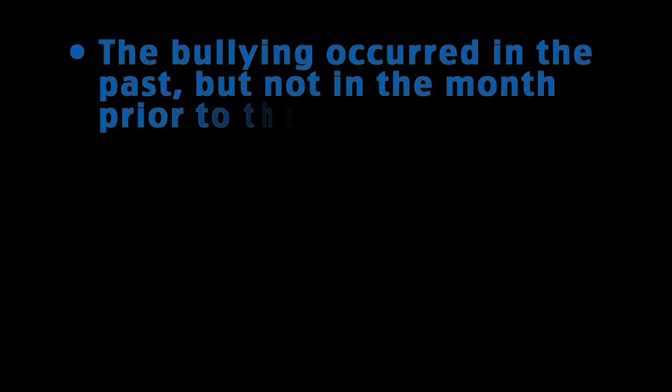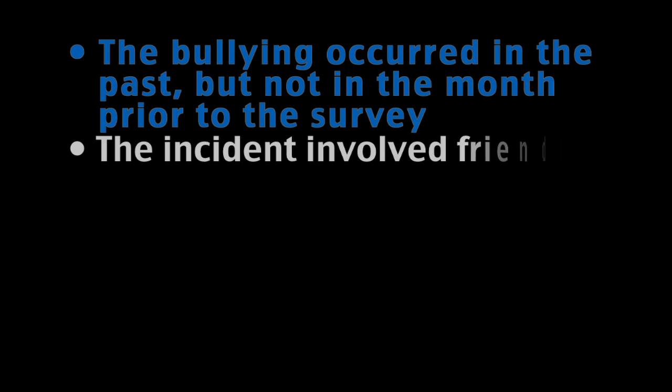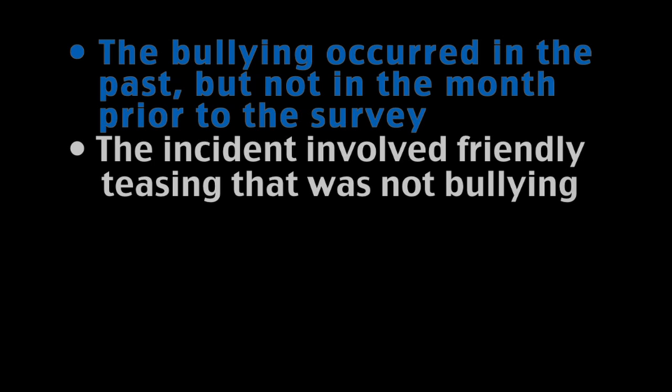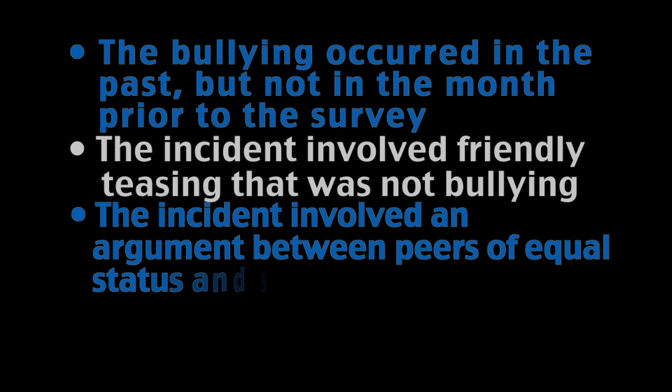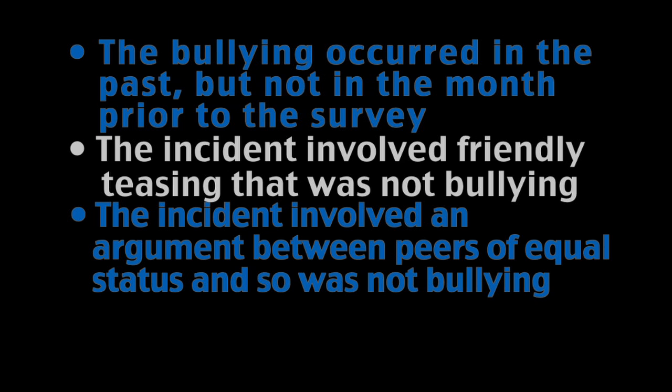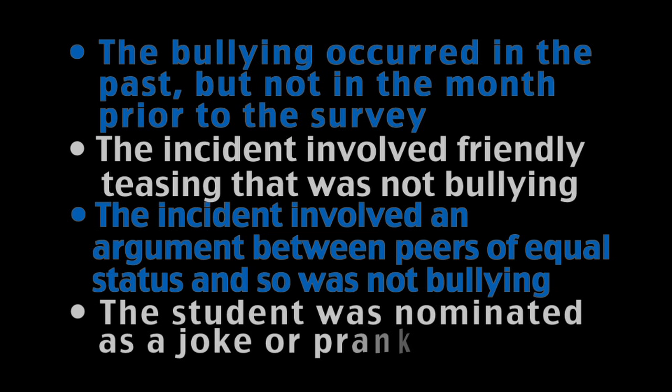If the student still denies being bullied, diplomatically ask the student why he or she thinks he or she was nominated. It may be useful to ask the student whether there was some incident or event that others regarded as bullying. Be careful not to offer the student an excuse to deny bullying, but explore whether it is possible that he or she was nominated as a victim of bullying because the bullying occurred in the past, but not in the month prior to the survey. The incident involved friendly teasing that was not bullying. The incident involved an argument between peers of equal status and so was not bullying. The student was nominated as a joke or prank.